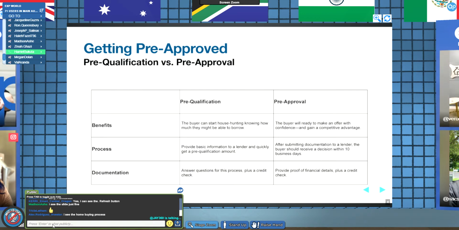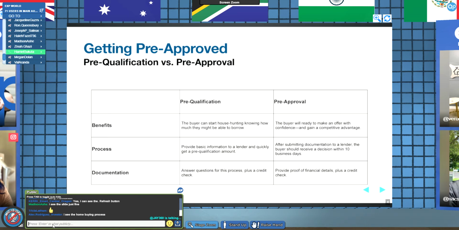Let me start off with the simpler one, the pre-qualification. If you look at the chart right in front of you, under pre-qualification, under benefits, it gives us an idea of what the number should be for the potential buyer to start looking at a price range, hopefully, of what they think they may be able to afford.